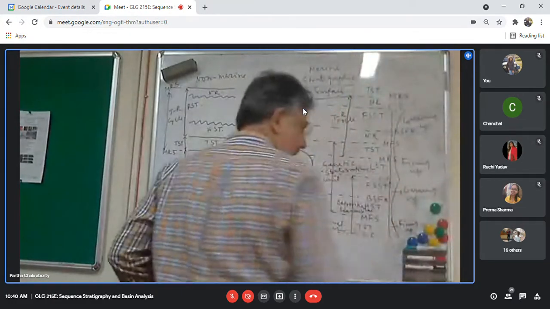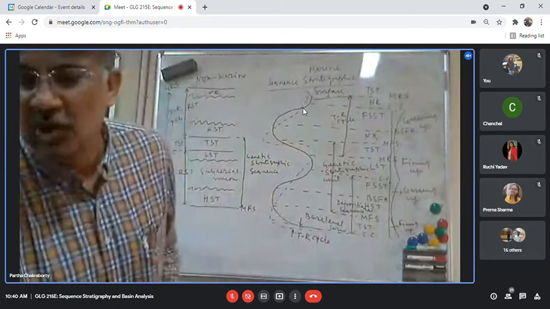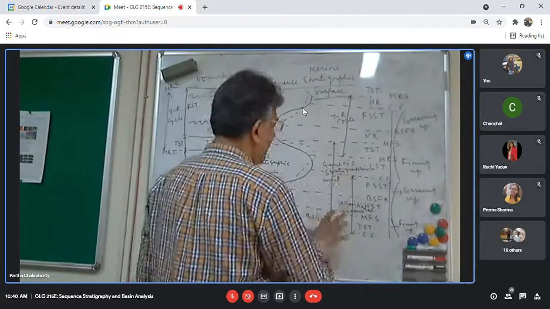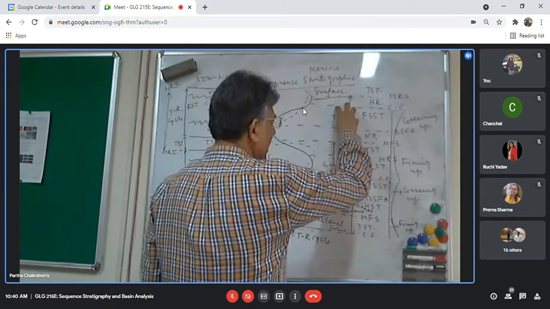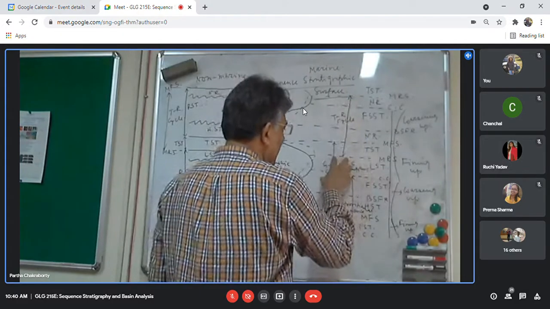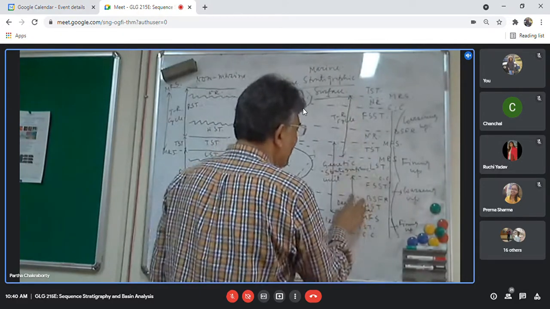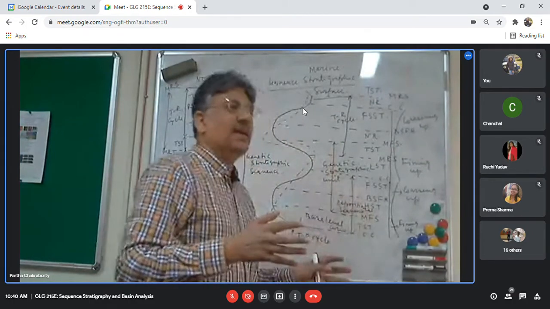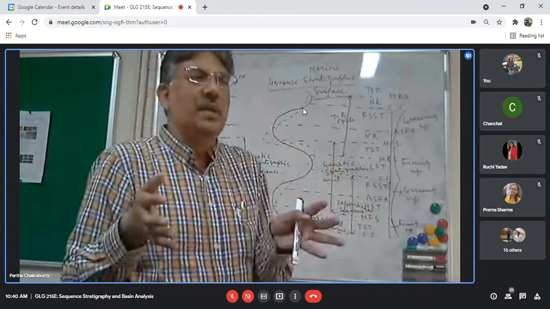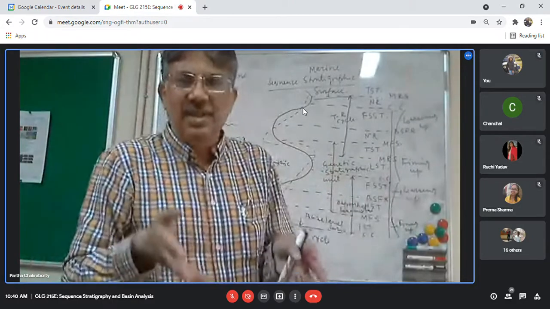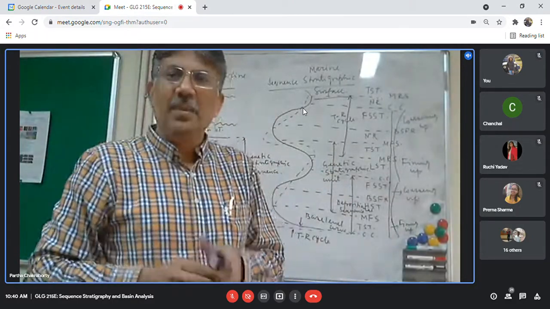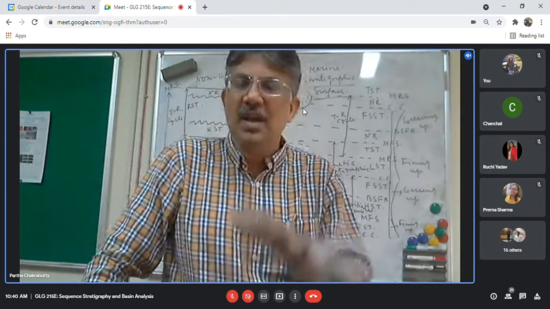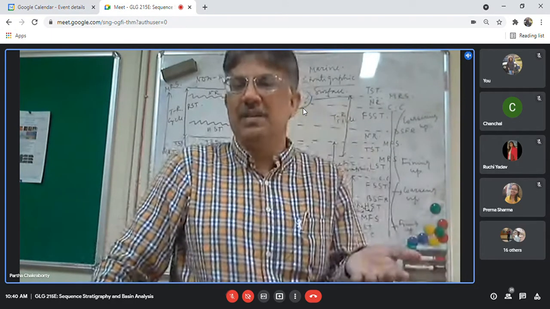So what actually is shown in this? I have written TR cycle, genetic stratigraphic unit, and depositional sequence. These are three different concepts that have been clubbed in the entire sequence stratigraphy, because different people have taken different surfaces for subdividing the stratigraphic succession.